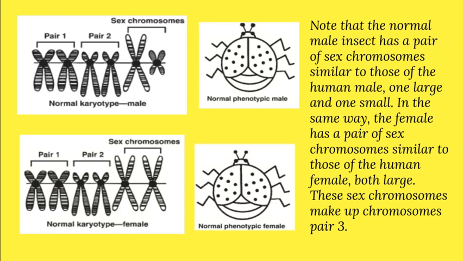It says in the note here that normal male insects have a pair of sex chromosomes similar to those of the human male, one large and one small. In the same way, the female has a pair of sex chromosomes similar to those of the human female, both large. These sex chromosomes make up chromosome pair number 3.